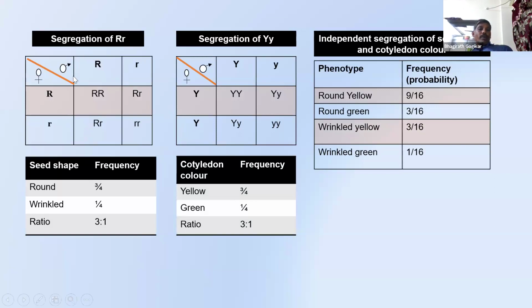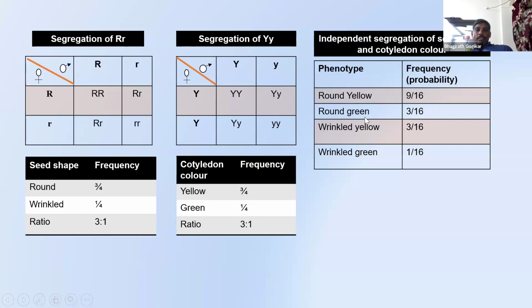See here, round character and yellow character. We can go through the round character. It is monohybrid. We are getting 3/4, 1/4. Ratio is 3:1. We can say only yellow. These are the 3 yellow plants. One is the green plant.